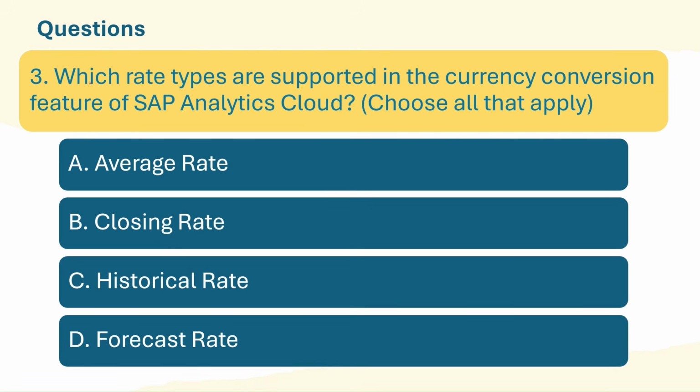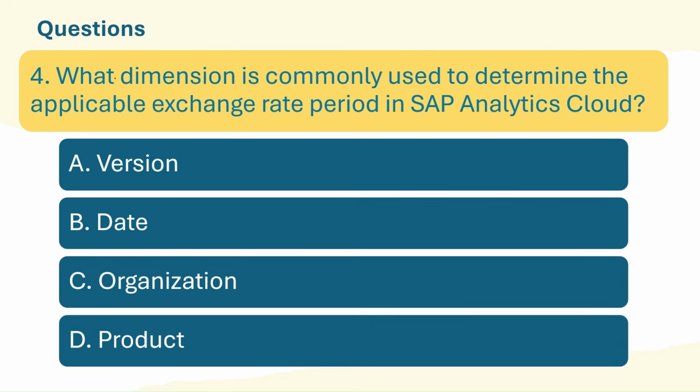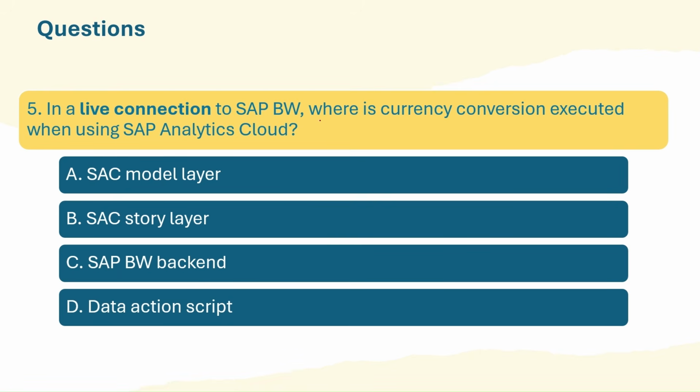Third question is, which rate types are supported in the currency conversion feature of SAP Analytics Cloud? Your options are average rate, closing rate, historical rate, or forecast rate. Question number 4, what dimension is commonly used to determine the applicable exchange rate period in SAP Analytics Cloud? Options are version, date, organization, or product. In a live connection to SAP BW, where is currency conversion executed when using SAP Analytics Cloud? Options are SAP modeler layer, SAC story layer, SAP BW backend, or data action script.